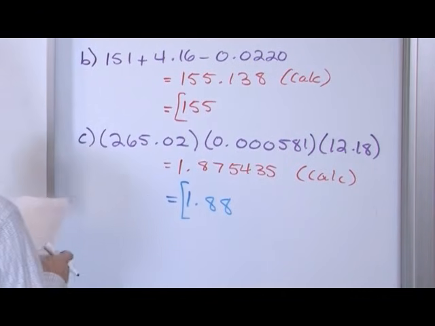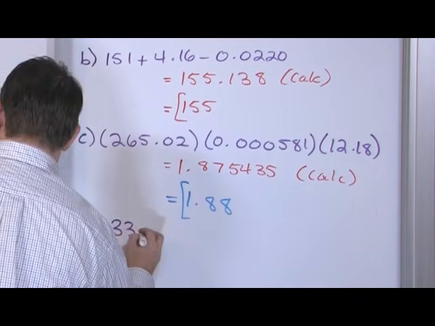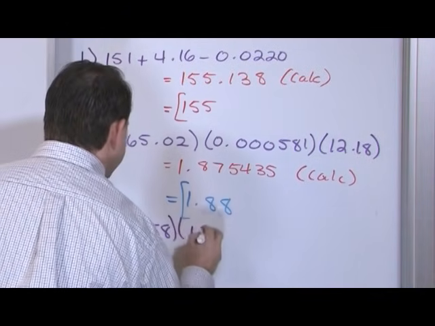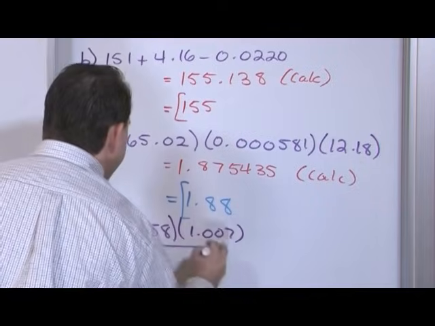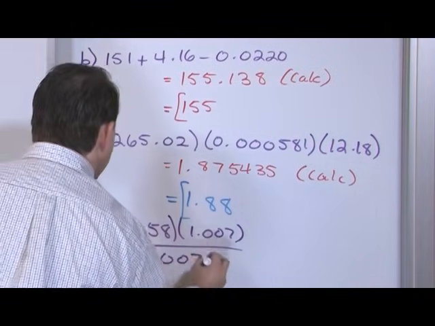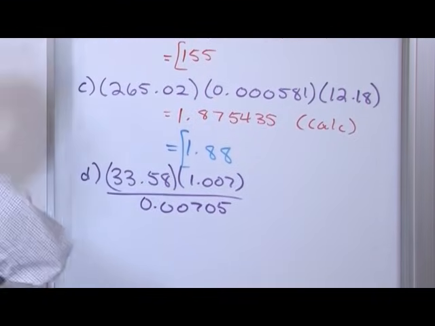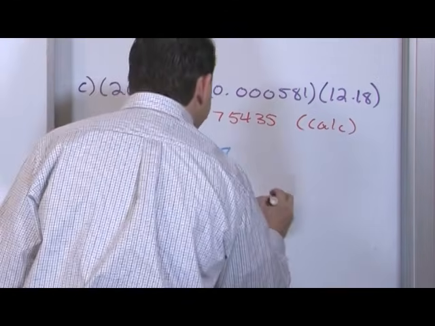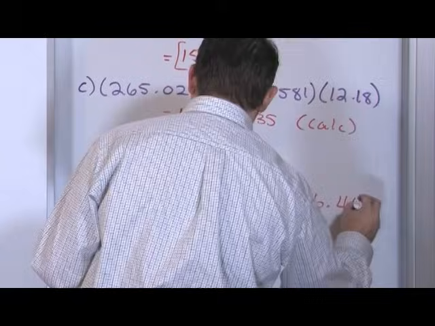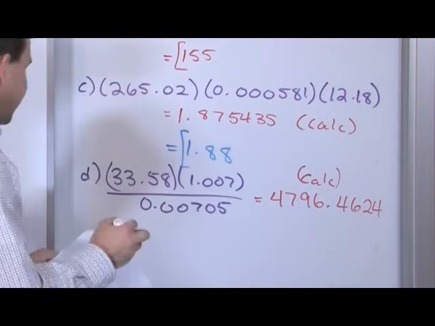Okay? Let's do one more problem. Let's do 33.58 multiplied by 1.007, and then you take the answer that you get here and you divide it by 0.00705. Okay? So you multiply those guys on top, divide by the number on the bottom, and what you will get is 4796.4624, and then some other digits after that, and this is what the calculator will give you. But you're not going to keep all of those.